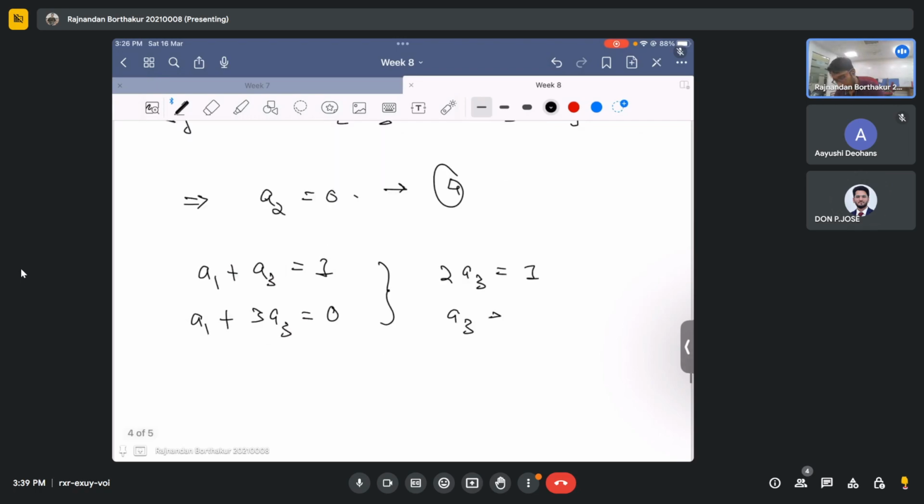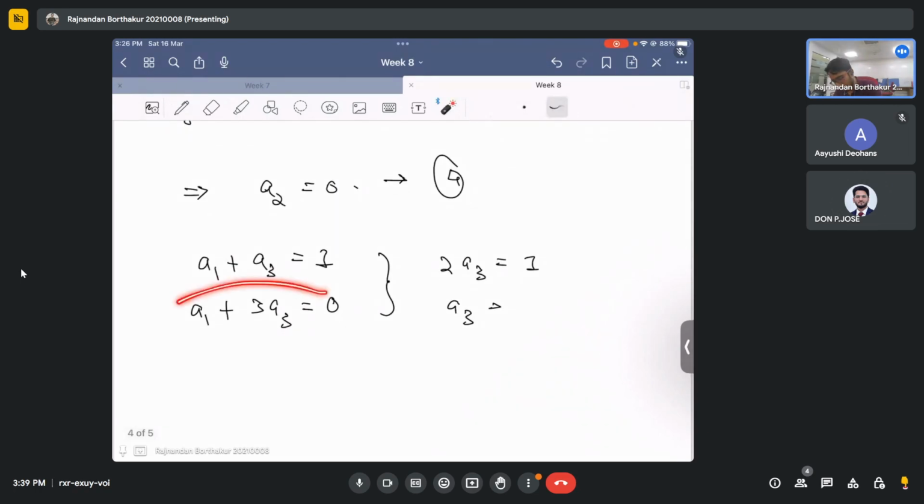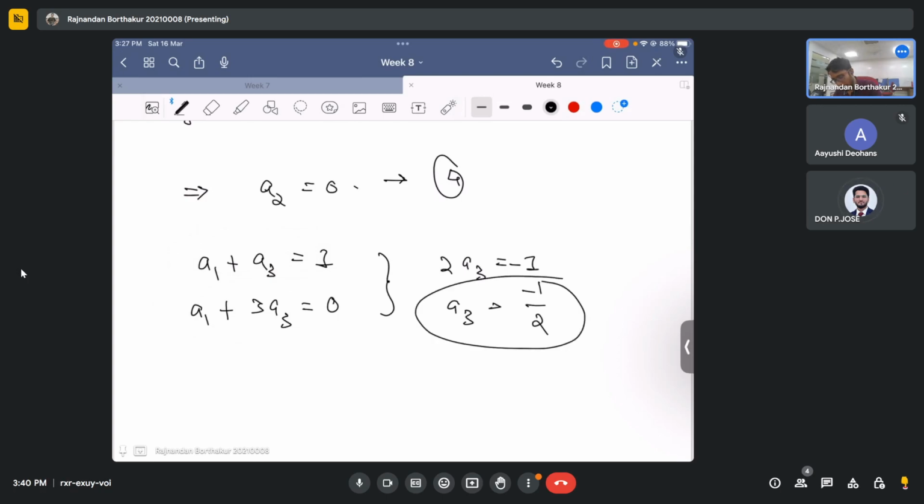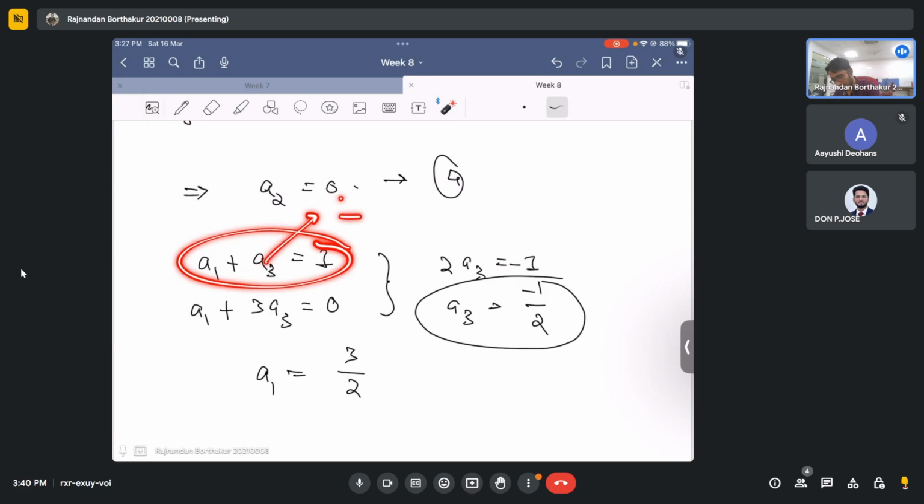So what we are doing is we are subtracting this from this, so this becomes -1 in fact, because we are subtracting this equation from this equation. Which means a3 becomes equal to -half. And if you put this in equation 1, a1 is nothing but 3 by 2. You are putting a3 equal to -half here.